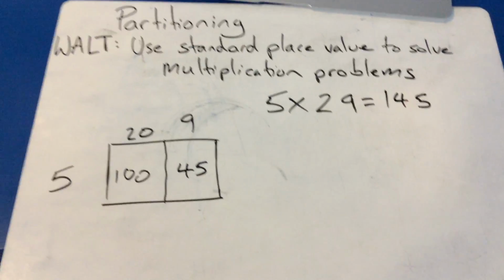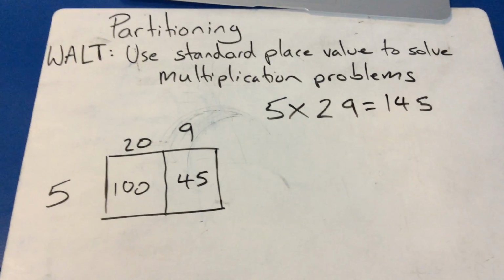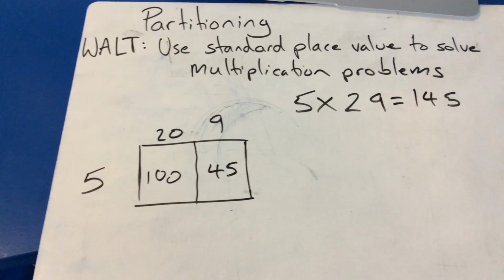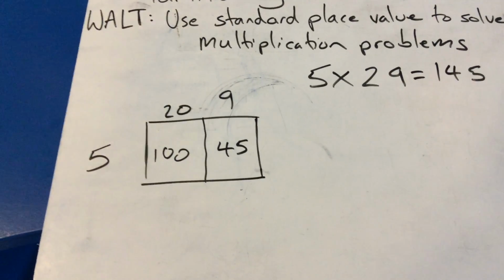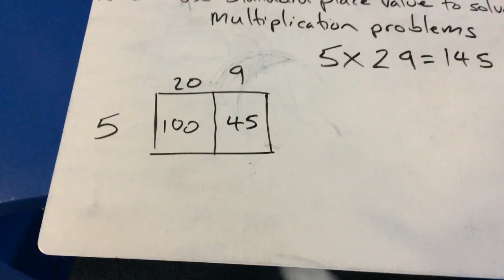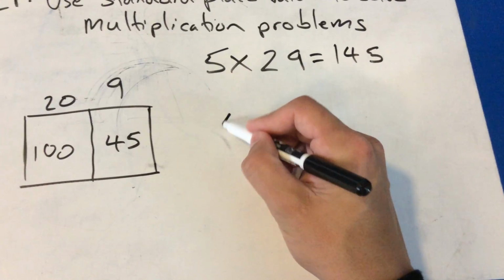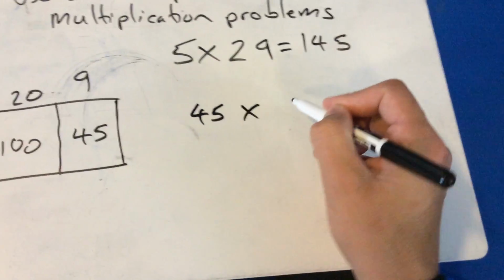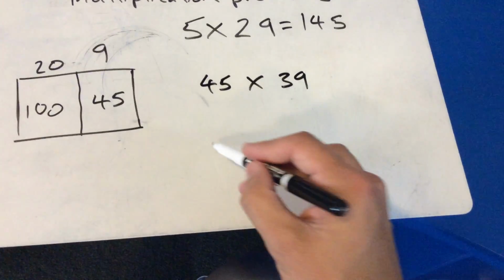So there we go. We've broken our 29 into 2 parts, into its place value parts, and then we've been able to times it by a simple amount to get our easy answers. Okay, so we can do that with even bigger numbers, so we can do it with a 2-digit by a 2-digit. So if I did, let's go 45 times 39, same sort of thing.